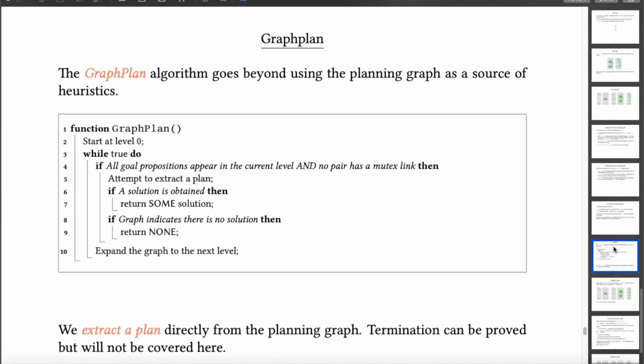Now, termination can be proved for this, but I'm not going to go into that because that's pretty tricky and would take too long. The only question remaining then is how we go about trying to extract a plan once we've got to a level where all the goal propositions have turned up and none of them are mutex.